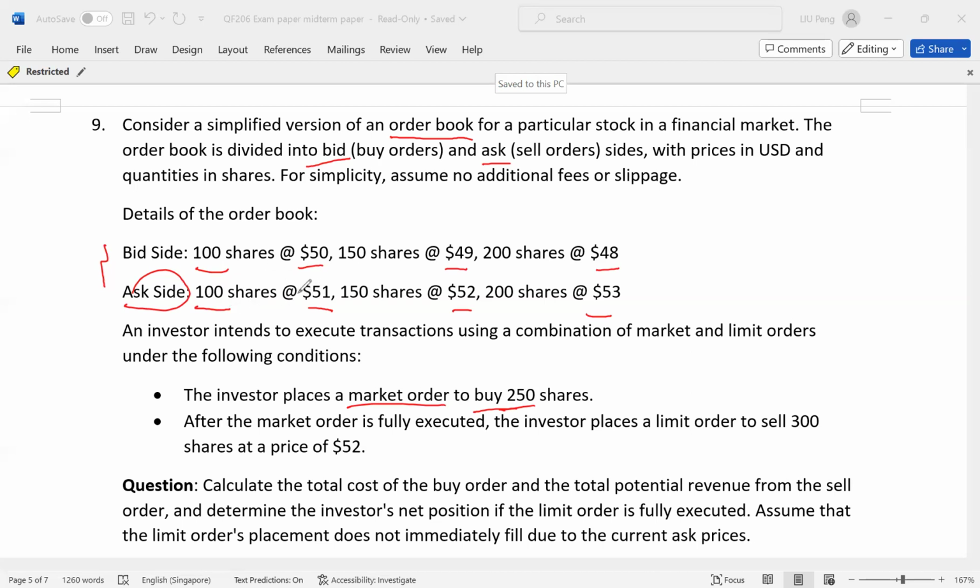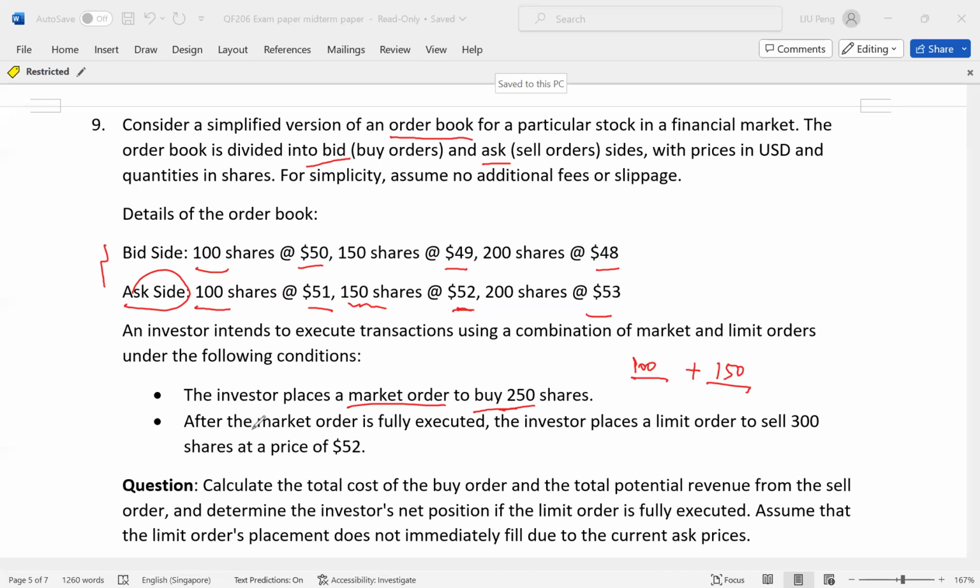So all of this price tier's volume gets fulfilled, the initial 100 shares. It's going to be 100 shares transacted first, plus the remaining 150. Where does this 150 go? It goes to the second tier, which happens to be 150 transacted at 52. So that's the process of fulfilling this order.